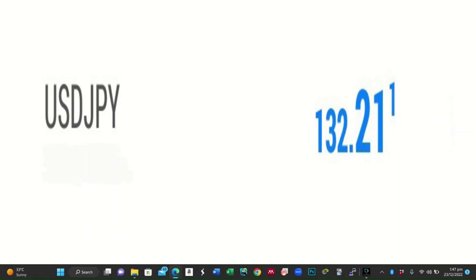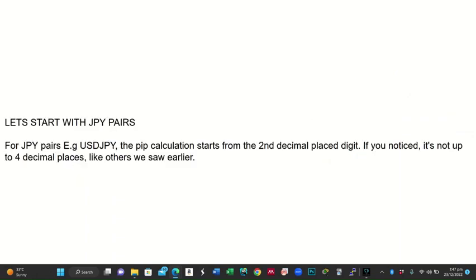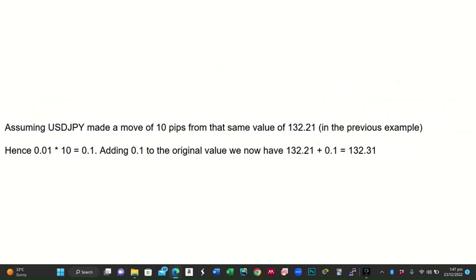This is the current value of USDJPY, 132.21. Now they are saying it's made a movement of 10 pips. So 0.01 is the standard value for 1 pip movement. So it made 10 pips. Then it means it's made a movement of 10 times 0.01. So it gives us 0.1. Then you add 0.1 to the original value. It means 0.1 plus 132.21. Then it gives us 132.31. This means that if 132.21 makes a 10 pip movement, then it becomes 132.31. It is that simple.